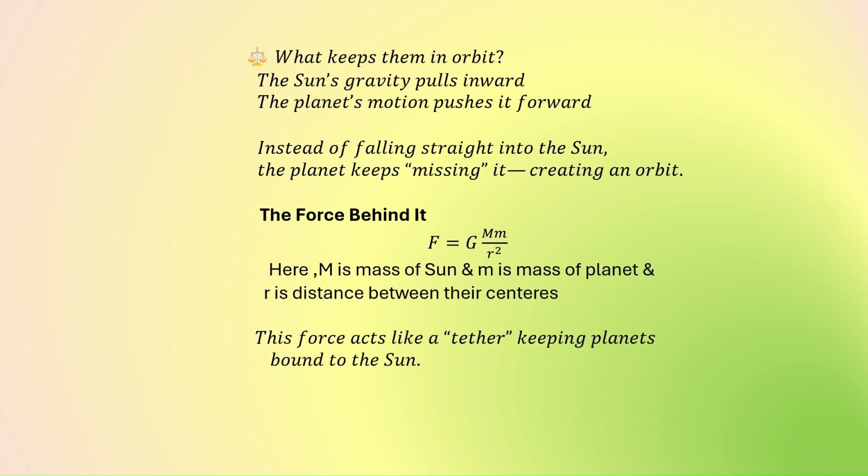Now, what's the force behind all this? F equals the gravitational constant multiplied by the mass of the sun and planet, divided by the square of the distance. This equation describes gravity. It shows how the sun pulls on a planet, like an invisible tether. So in reality, a planet is always being pulled in, while moving forward at the same time. And that perfect balance keeps it circling the sun.